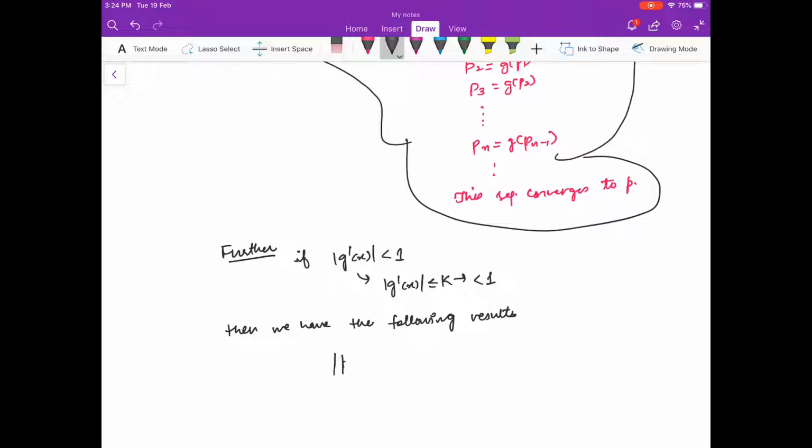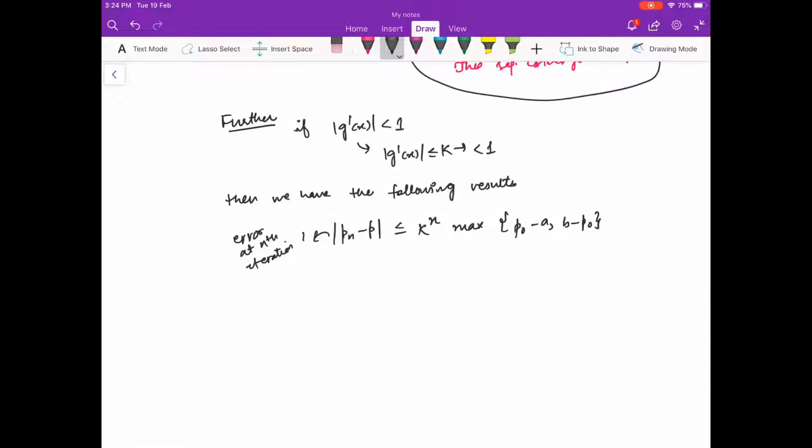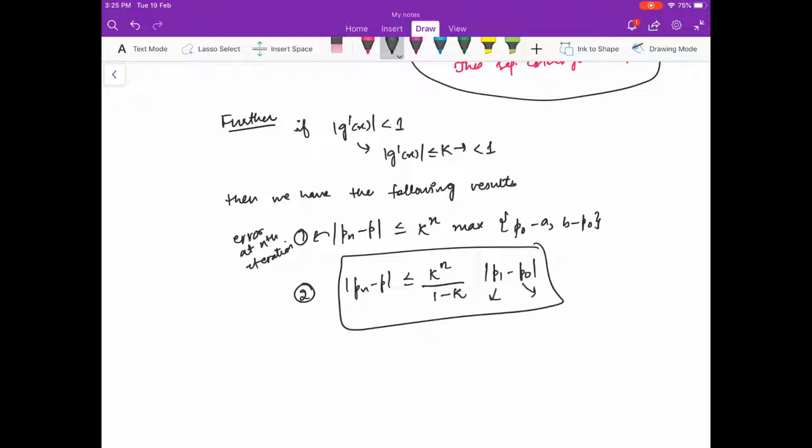One is |pn minus p|, that is error at nth iteration, is less than or equal to k raised to power n times maximum of (p naught minus a, b minus p naught). This is one result. And we also have |pn minus p| is less than or equal to k raised to power n upon 1 minus k into |p1 minus p naught|, where p naught is the initial guess and p1 is the next iteration of the fixed point iteration. So today we are going to prove this part and this part.